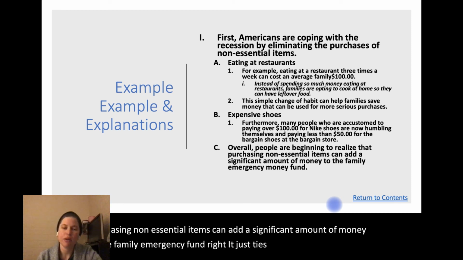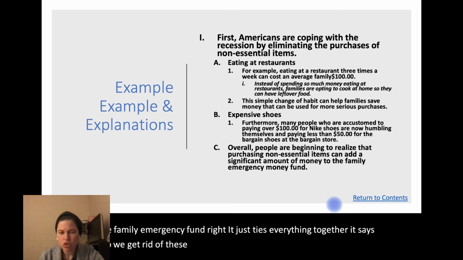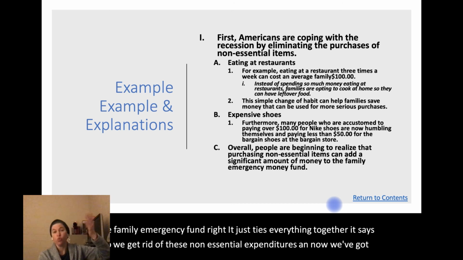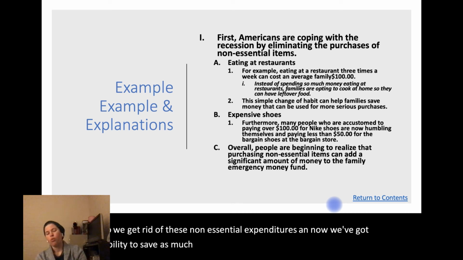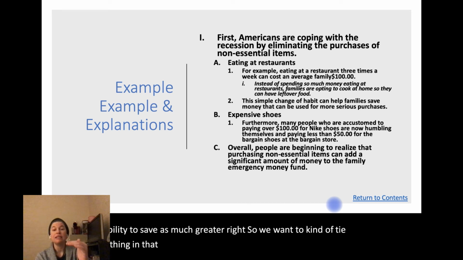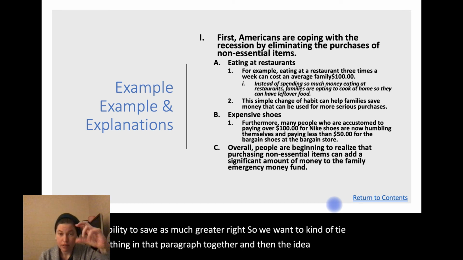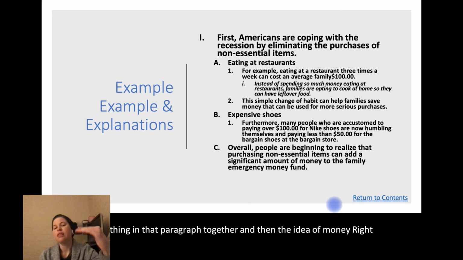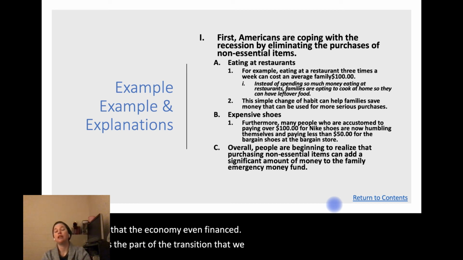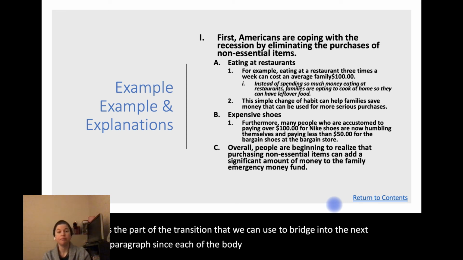It says, okay, so we get rid of these non-essential expenditures, and now the ability to save is much greater, right? So we want to tie everything in that paragraph together. And then the idea of money, the economy, the finance, that's the part of the transition that we can use to bridge into the next body paragraph, since each of the body paragraphs are essentially about money.